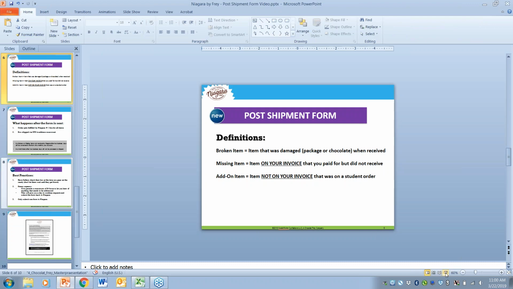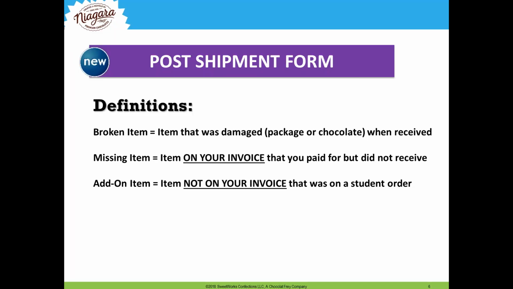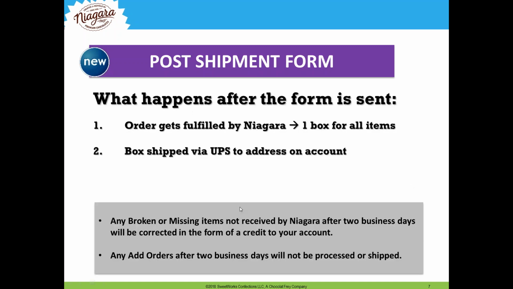Okay, so we'll go back to our presentation. Really simple form, easy to use, and it's a nice, convenient way for you to give that information to us. So after you send this form back, what will happen is we will fulfill that and put everything in one box and send it to you via UPS. It's a very consistent way for you to get that product, so there's no questions of how to get it.